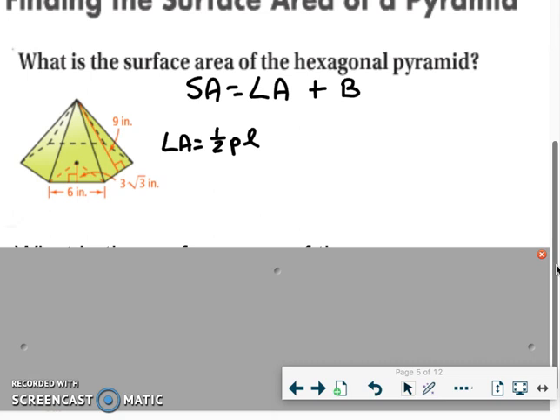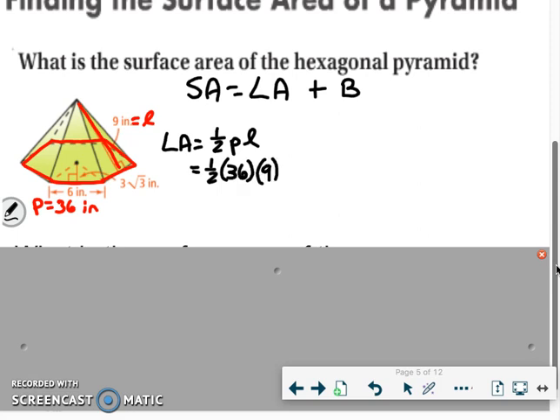For this one, we are given l, which is 9. The perimeter has to do with the side length. There are 6 sides that are all 6 inches long, so the perimeter of this one is 36 inches. So to do the lateral area, I have 1/2 the perimeter, which is 36, and the slant height, which is 9. When you do all of that, you end up with 162 for that lateral area, square inches. So we're going to circle that one.